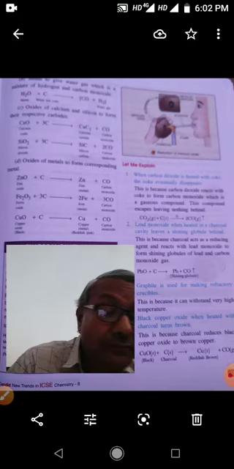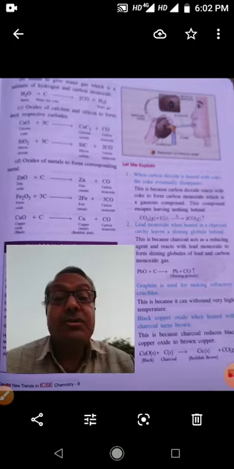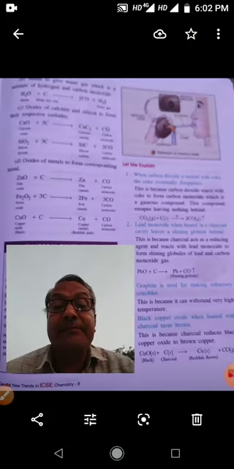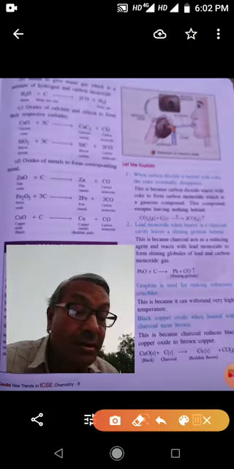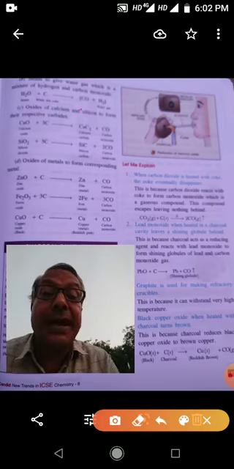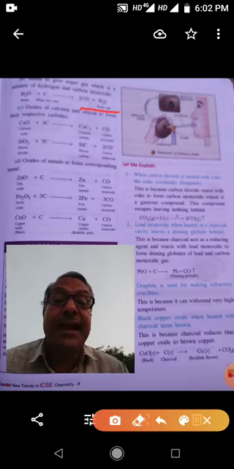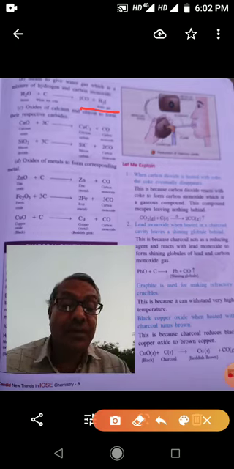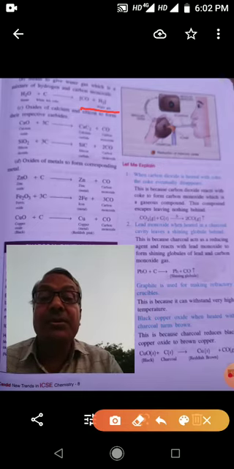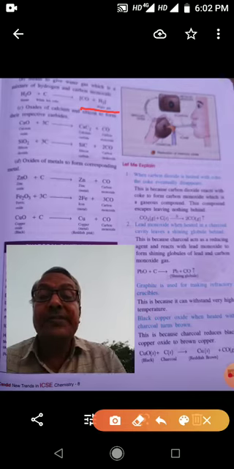Other is coke reacting with steam. When coke reacts with steam, it will produce a mixture of hydrogen and carbon monoxide gas. This mixture of hydrogen and carbon monoxide gas is called water gas. So water gas is produced when red hot coke reacts with steam.